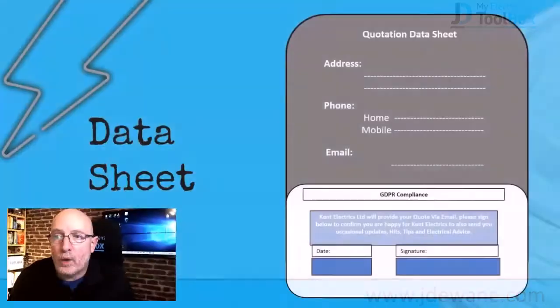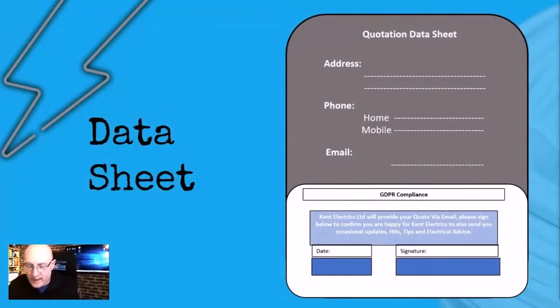You can put that on the form where they sign up. The other thing you can do is on a paper-based form, when you're providing them with their quote, you can provide them with an A4 sheet of paper that has their details on it, and it simply has a little bit of wording which you can see down the end here. I don't know if you can read that actually. In this instance, it's Kent Electrics will provide your quote via email. Please sign below to confirm that you are happy for Kent Electrics to also send you occasional updates, hints, tips, and electrical advice.